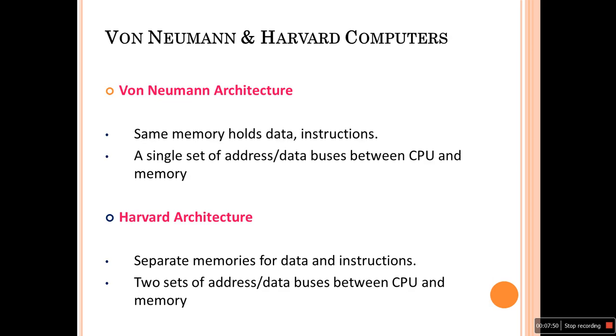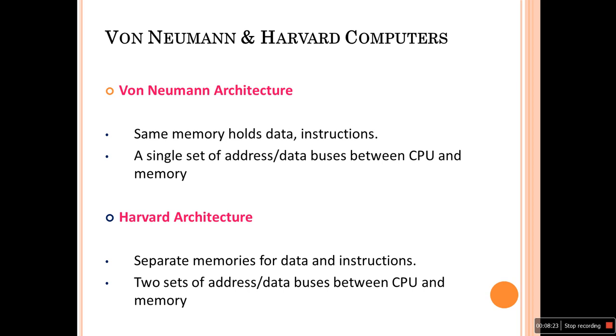We know that we have two types of computer hardware: von Neumann and Harvard computers. Von Neumann has the same memory. Memory is used for data as well as instructions, and it has the same set of address and data buses between the CPU and memory, for instruction memory as well as for data memory.